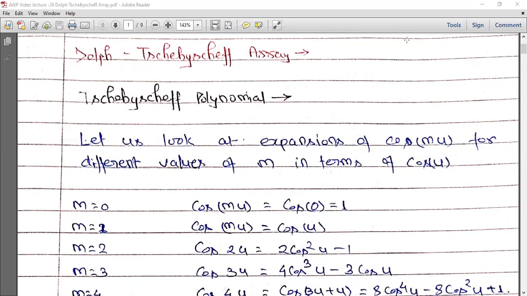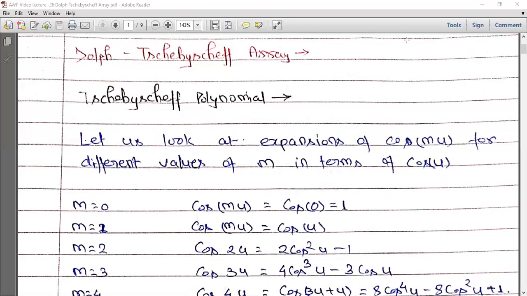Here we find the excitations using a polynomial with very interesting properties, known as the Chebyshev polynomial. First we will understand the meaning of the Chebyshev polynomial, and later we will understand how to use these polynomials for finding the excitations of the antenna array, so that we can design a Dolph-Chebyshev antenna array, more precisely known as the Chebyshev antenna array.